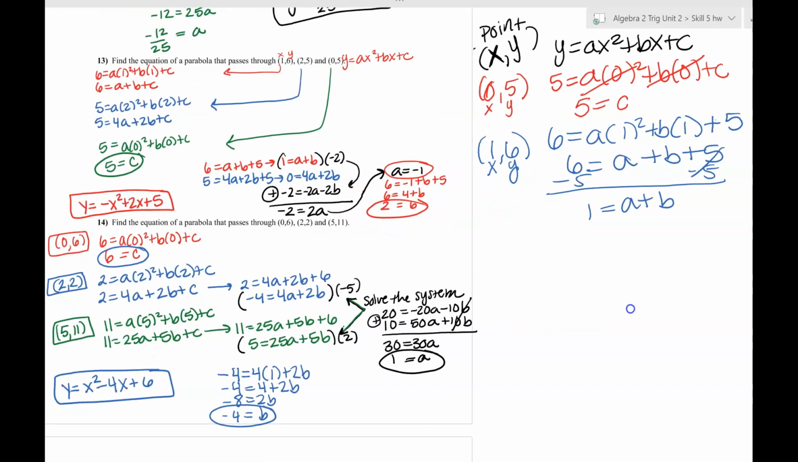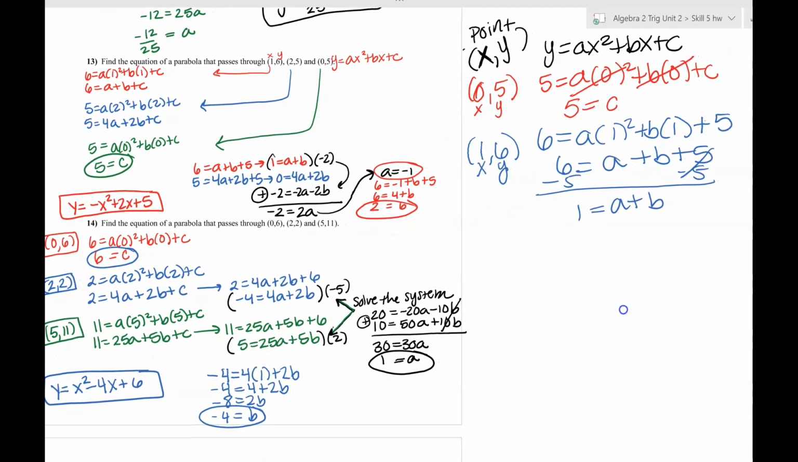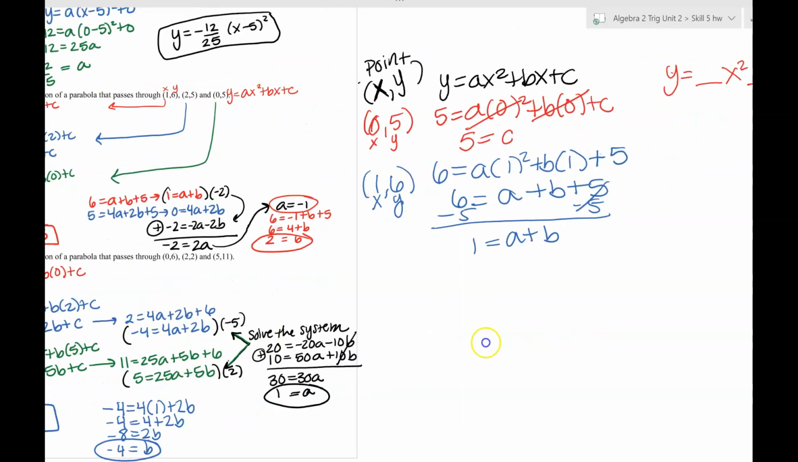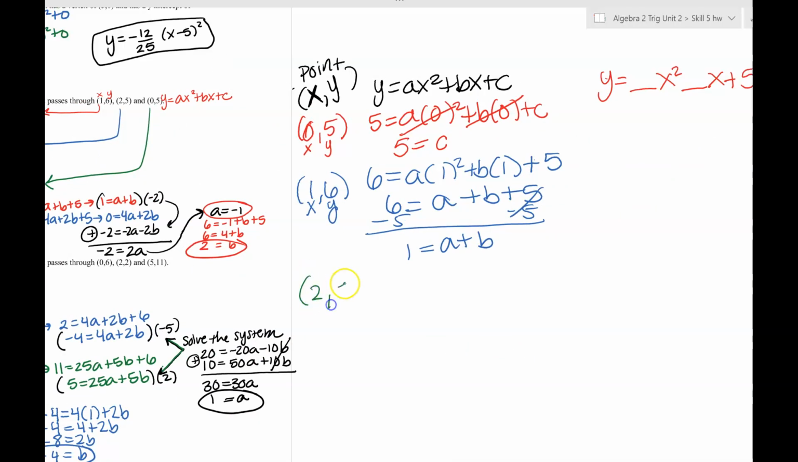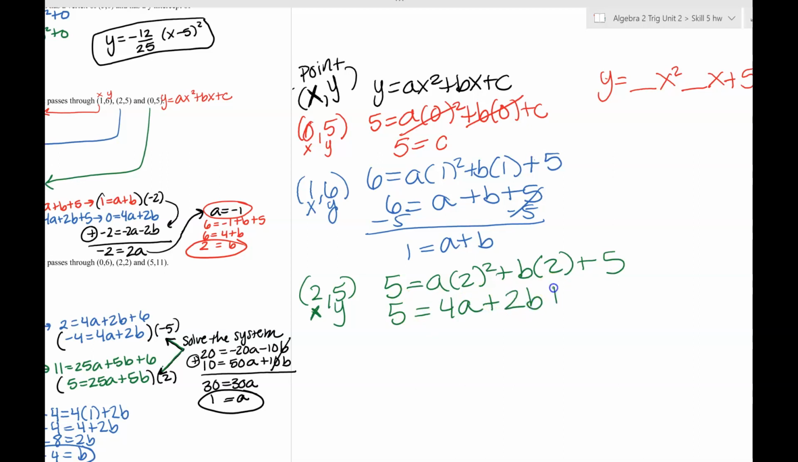Okay. Now, the other point they give me is 2, 5. So I'm going to use that as well and plug it in. So 2, 5. Again, when x is 2, y is 5. So 5 for y when 2 is for x. And then I know that c value is 5. So this gives me 5 equals 4a plus 2b plus 5. And again, I'm going to combine all those constants together on one side of the equation. So I have 4a plus 2b equals 0.